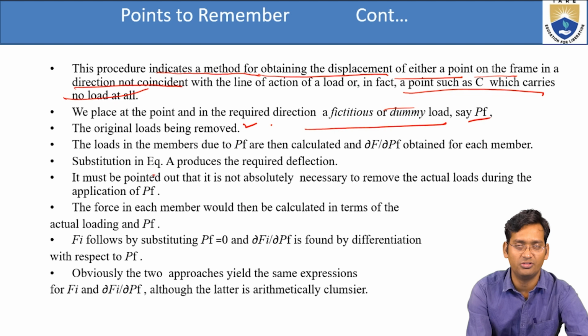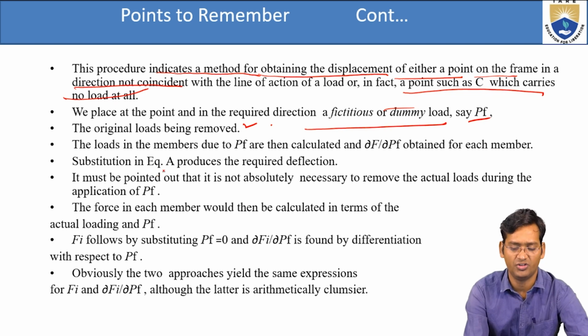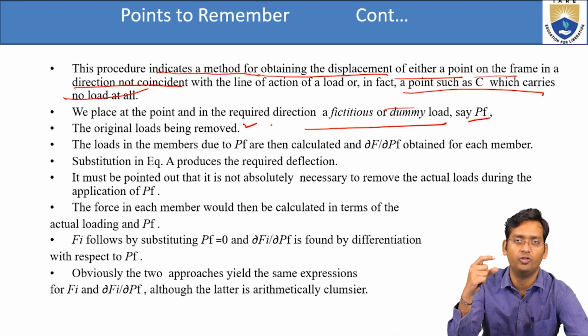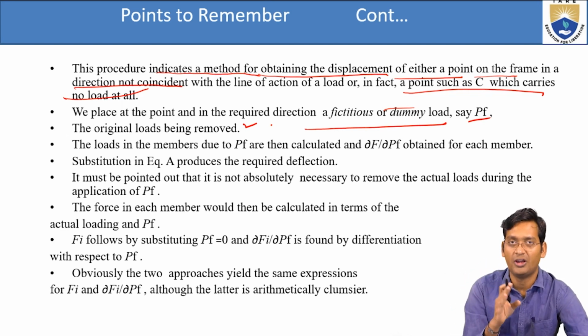Okay, substituting in the deflection equation, that is equation A, produces the required deflection. We will see in the numerical how to find it by the tabular method. It will be easy. First we will write the name of the member, then the length of the member, then we will find the force by using the joint method, that load. Then, because first we have to find forces in each member, in the next step we have to remove those forces and find forces because of that PF. Okay.